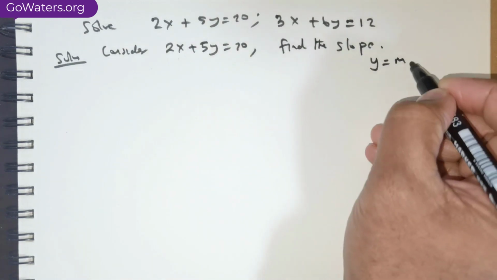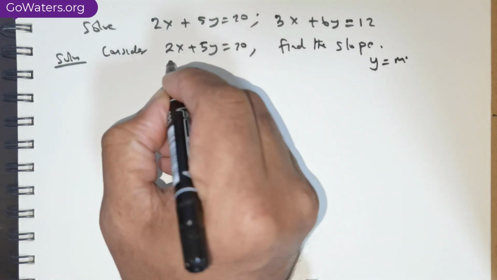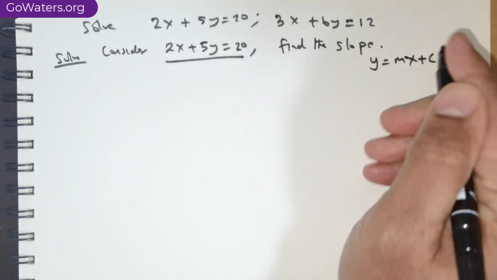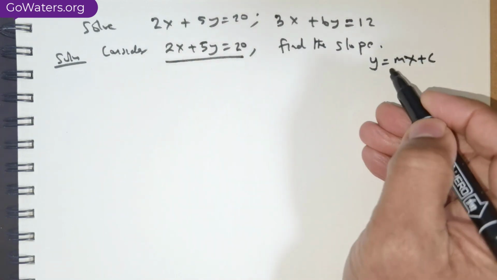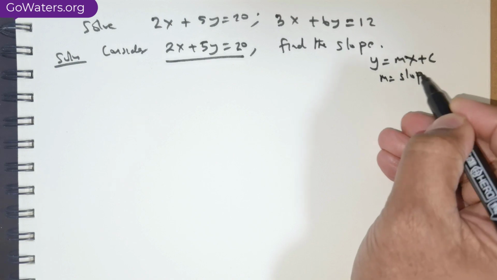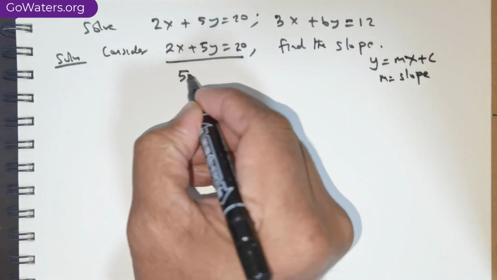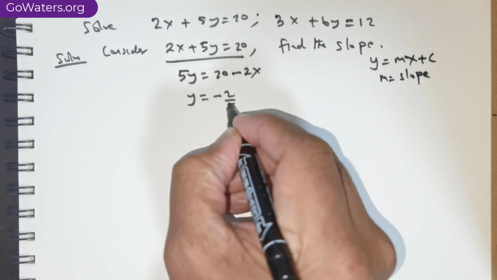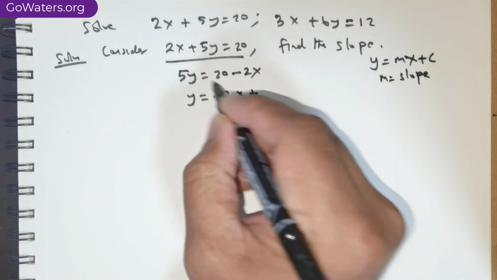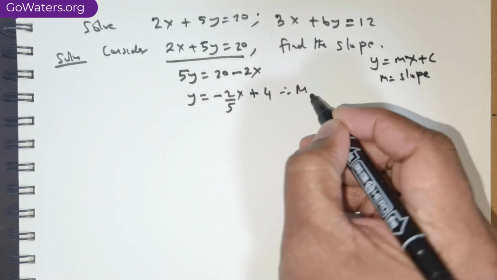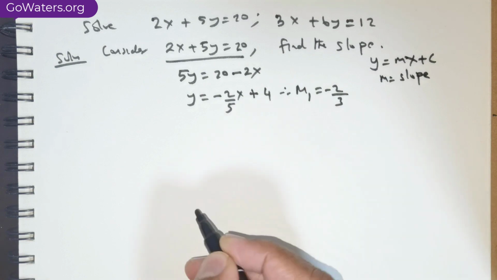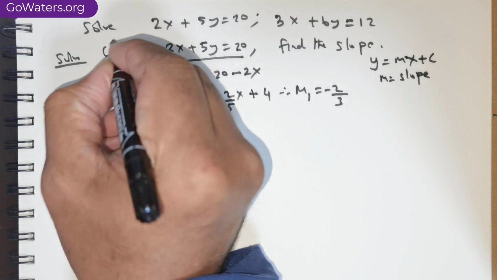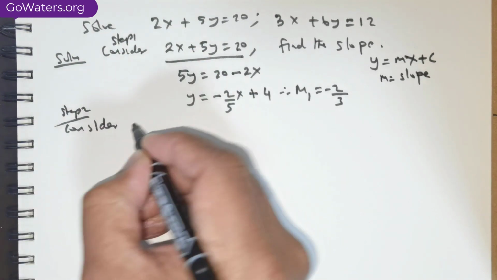You need to write the equation as y = mx + c. This is how we write the given equation, and then m will be the slope. So in this case I'm going to write it as 5y = 20 - 2x. So y = -2/5 x + 20/5, which gives me 4. Therefore slope m1 is equal to -2/5. This can be taken as step 1. Now consider step 2.